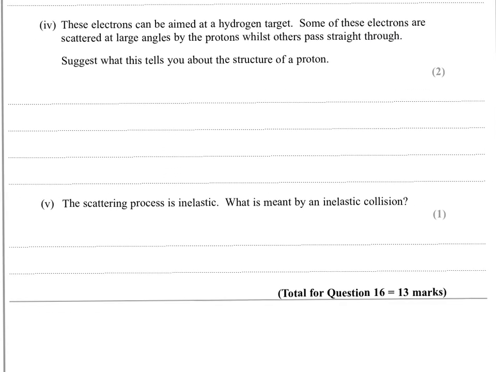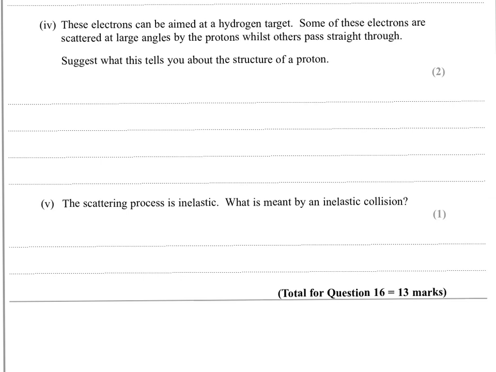Okay, these electrons are aimed at a hydrogen target. Some of these electrons are scattered at large angles by the protons, whilst others pass straight through. This is just a microscopic version of Rutherford's experiment. Okay, this is telling us that there are centers of collision inside the proton, that it has some structure underneath the outer appearance of a single particle. So this is a version of Rutherford's experiment at a smaller scale.